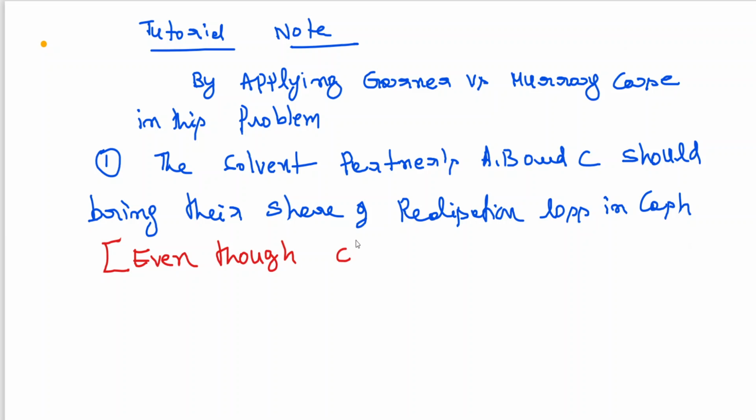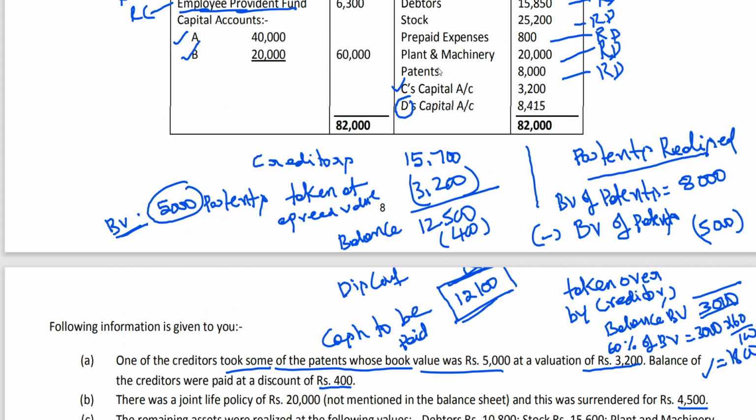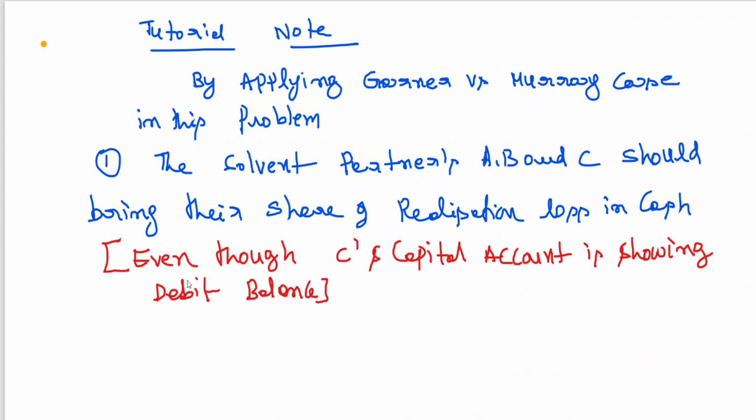Even though C's capital account is showing debit balance. This is very important, otherwise you'll have confusion. Even though C's capital account is showing debit balance here. Got it? The solvent partners A, B, and C should bring their share of realization loss in cash even though C's capital account is showing debit balance.